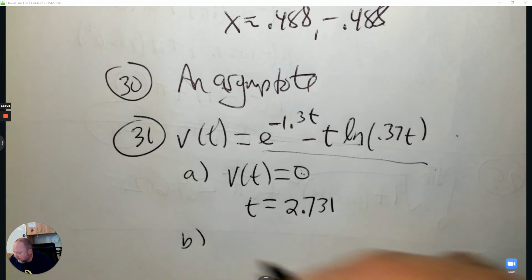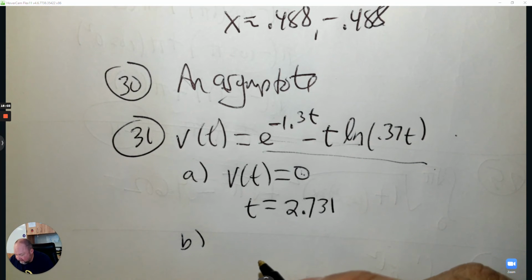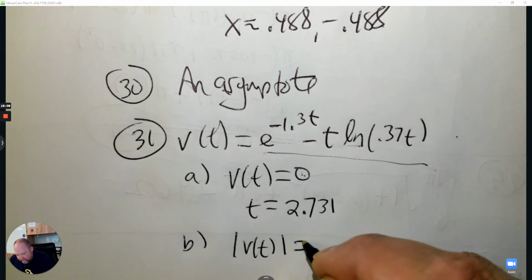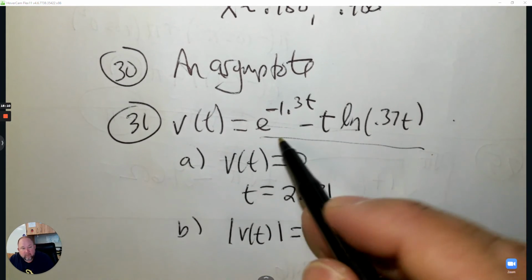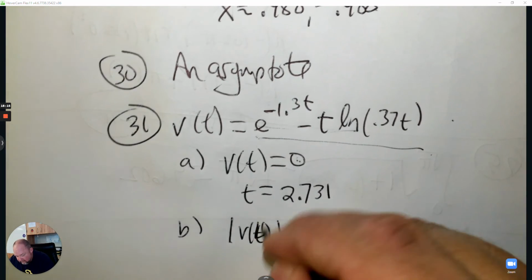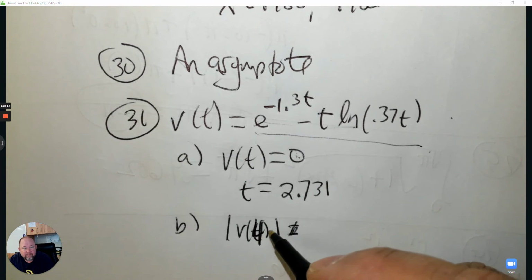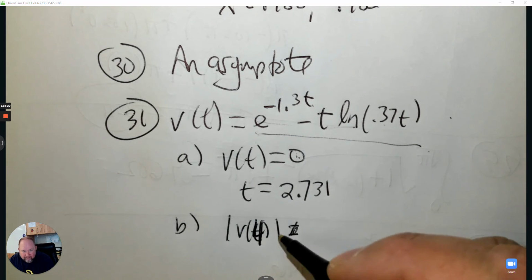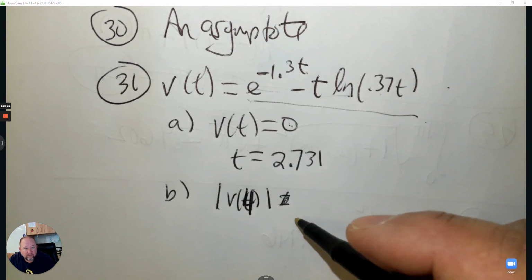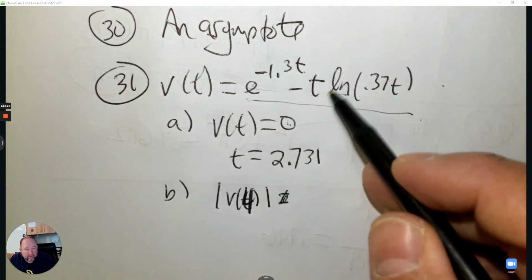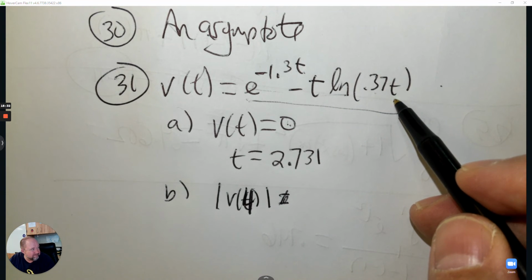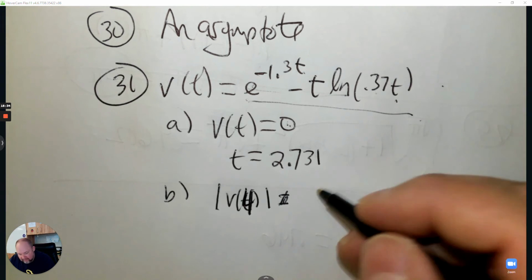For B, the speed at t equals 4. So speed is the absolute value of velocity. So at what number? At 4. So we're going to plug in 4, and it's the absolute value of that answer. So plug in 4, and whatever answer you get, make it positive. Press pause and try it. 1.563.